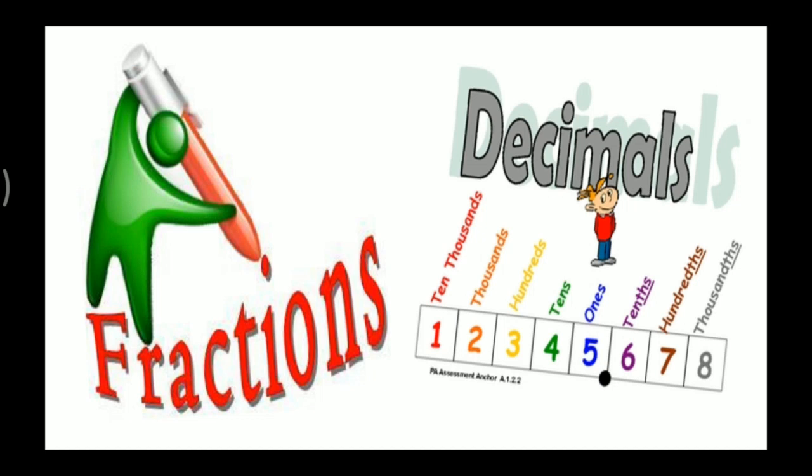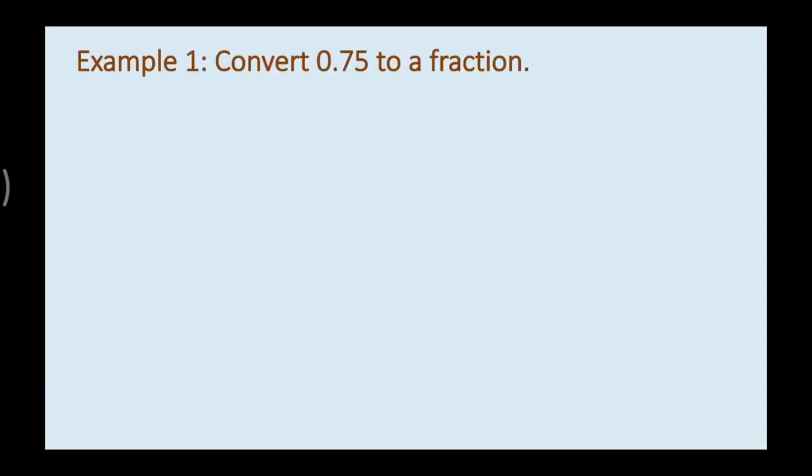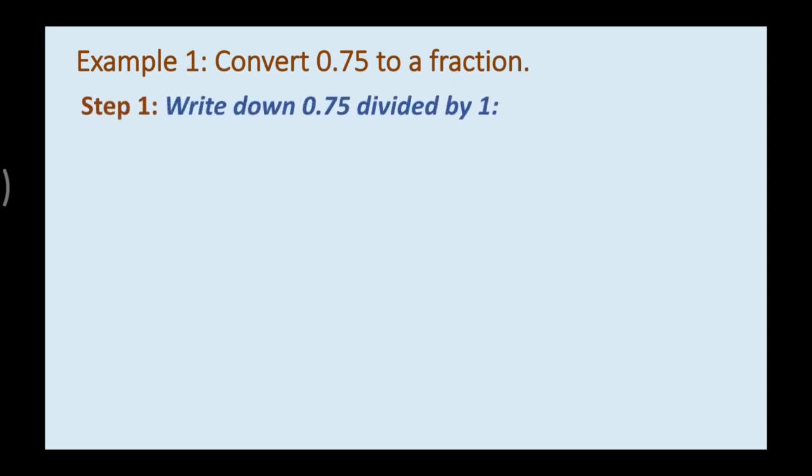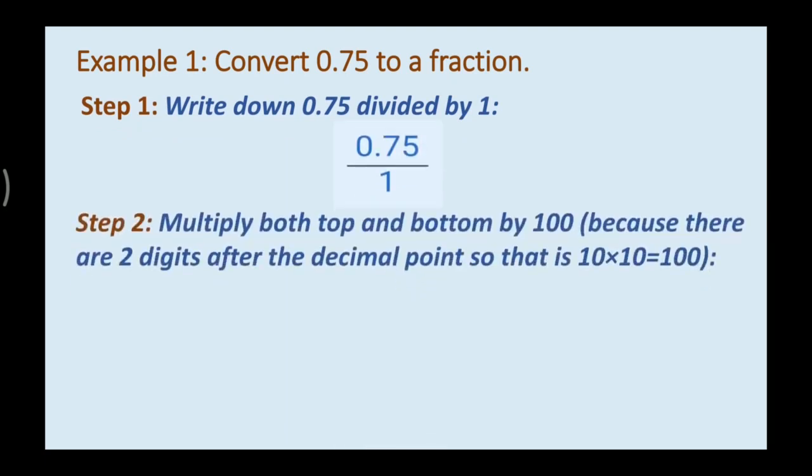Now let's see some examples of converting the given decimals to fractions. So your first example is convert 0.75 to a fraction. Basically it involves 3 steps to solve this question. Your first step is write down 0.75 divided by 1. And your second step is multiply both top and bottom by 100.